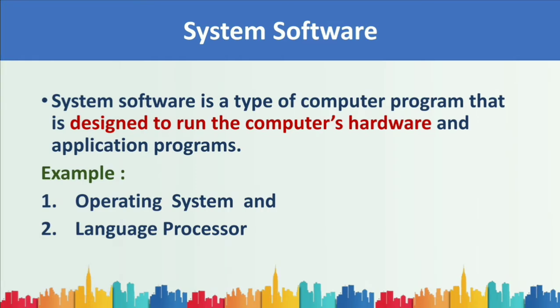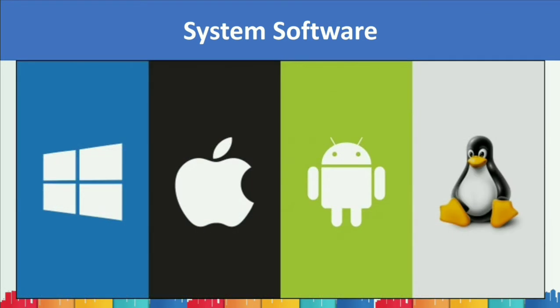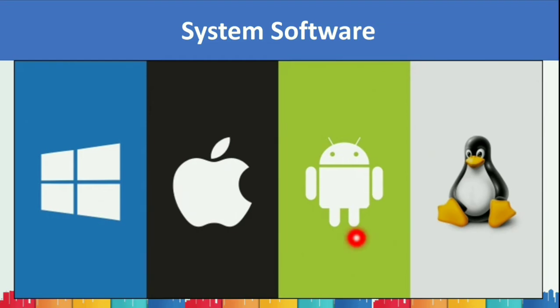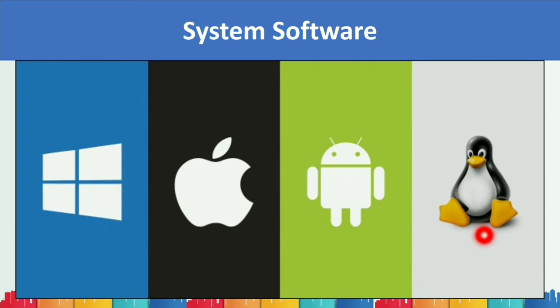So now let us see the logos of different operating systems. This is the logo of Windows operating system, and it is the most popular GUI operating system for personal computers. Then we have iOS. It is designed to be used for Apple iPhone. And this is the logo for Android operating system. It is a popular operating system for mobile phones. And this is the logo for Linux operating system. It is a very popular operating system used in universities and companies.